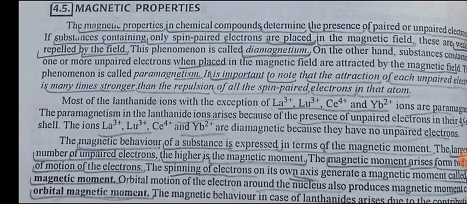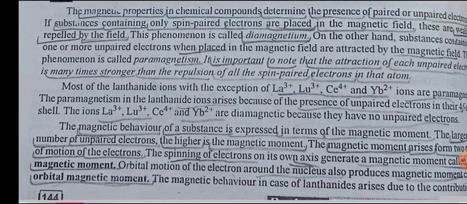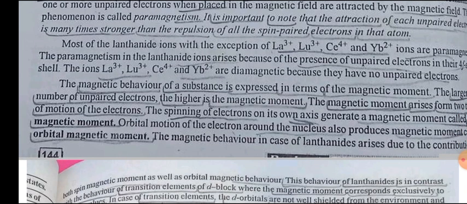Most lanthanoid ions, with the exception of La3+, Lu3+, Ce4+, and Yb2+ ions, are paramagnetic. The paramagnetism in the lanthanide ions arises because of the presence of unpaired electrons in their 4f subshell. The ions La3+, Lu3+, Ce4+, and Yb2+ are diamagnetic because they have no unpaired electrons. The magnetic behavior of a substance is expressed in terms of the magnetic moment. The larger the number of unpaired electrons, the higher is the magnetic moment.